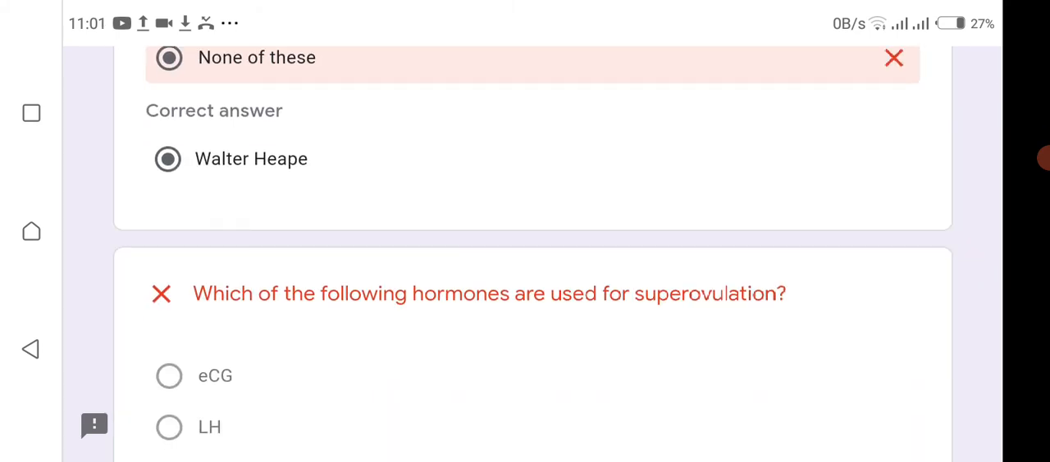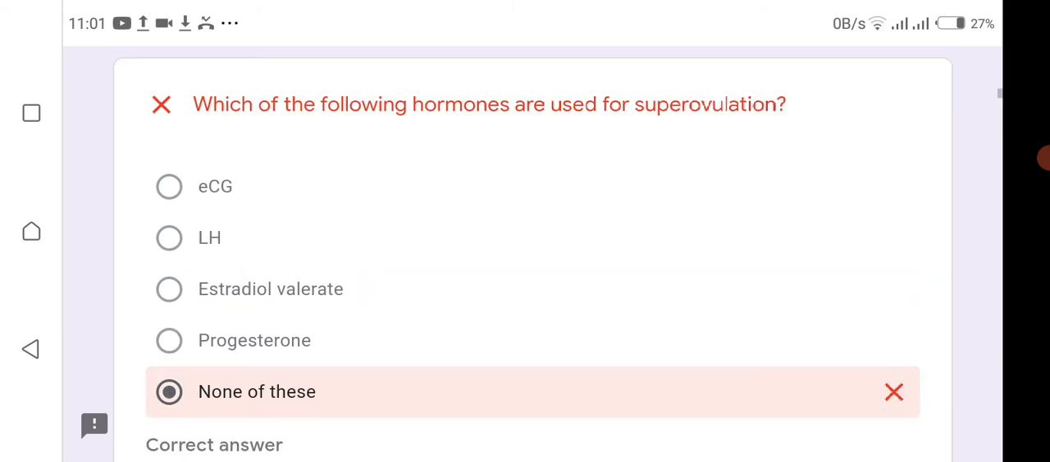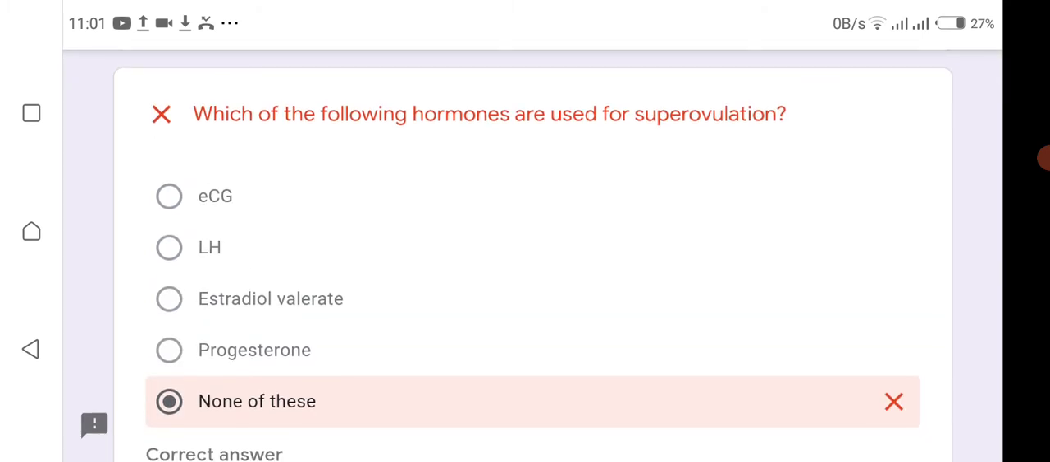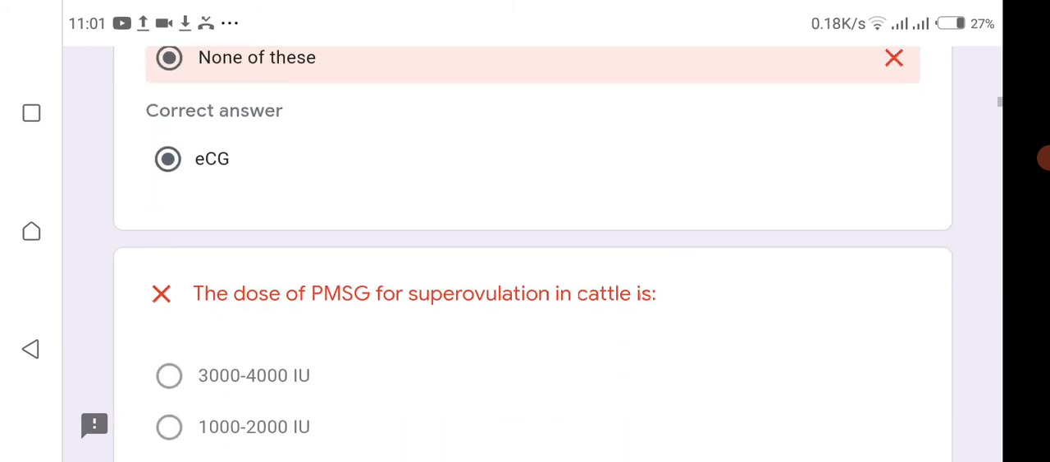Which of the following hormones are used for superovulation? Equine chorionic gonadotropin is used for superovulation. Superovulation is by equine chorionic gonadotropin.